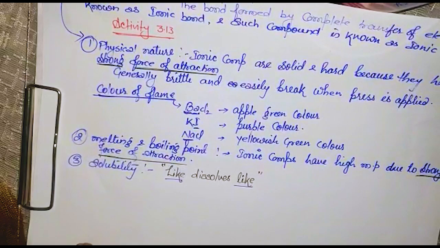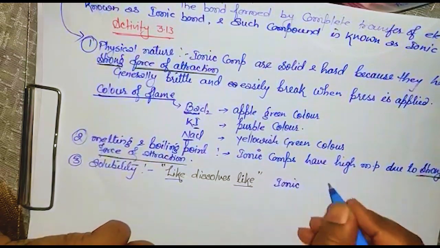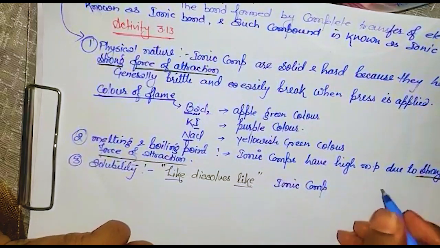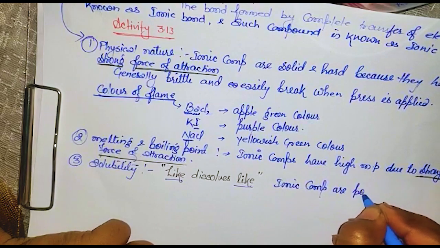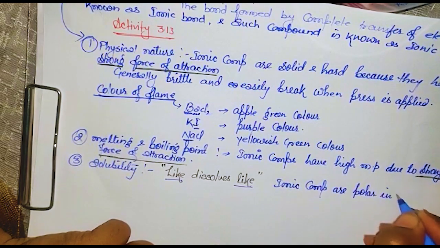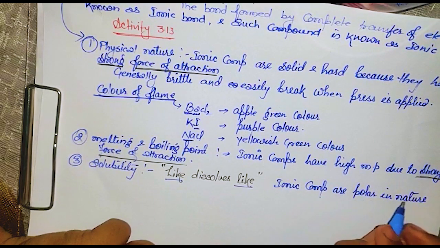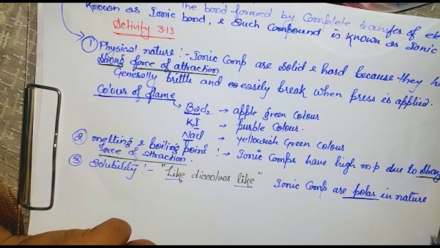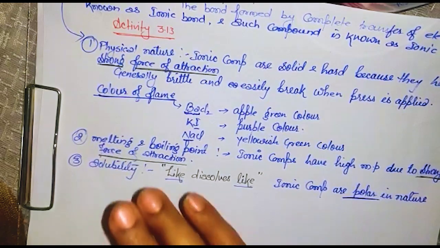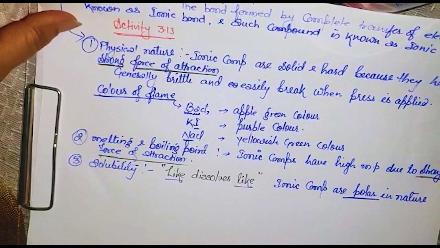Ionic compounds are generally polar. Ionic compounds are polar in nature. Now you will ask, what is polar? This polar definition has a good concept in class 11, but till now you just learn this: polar means when we break the substance, it will have positive and negative charge. I'm explaining in layman language, just to understand.